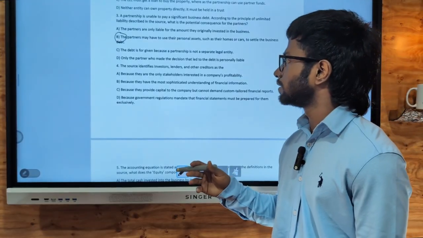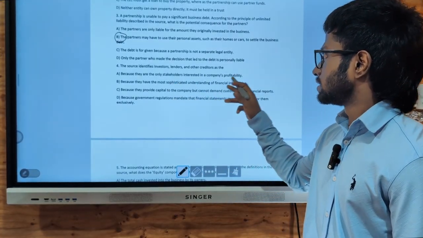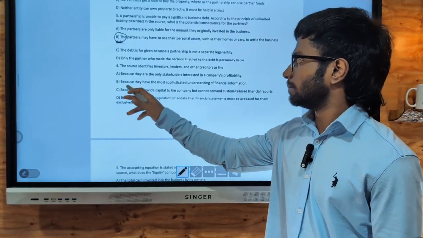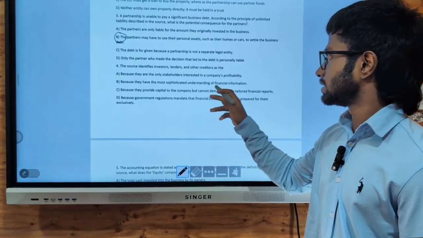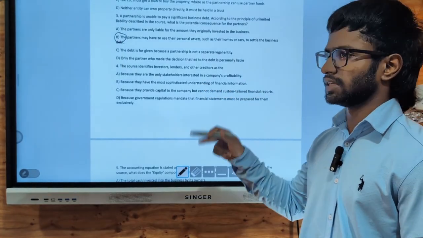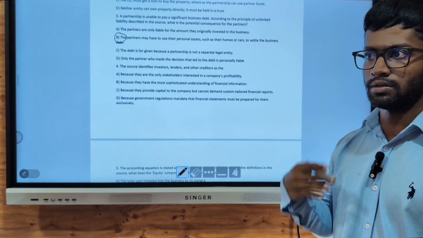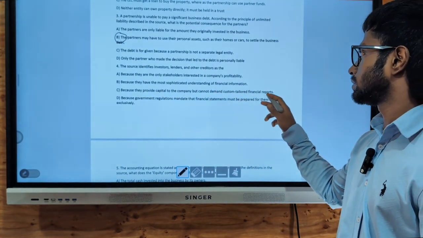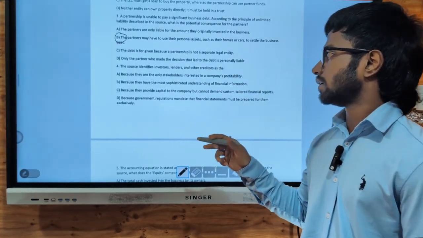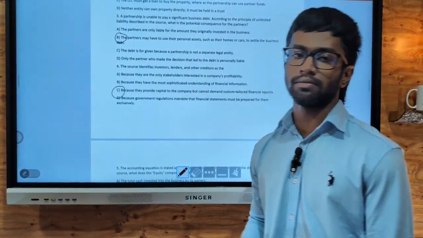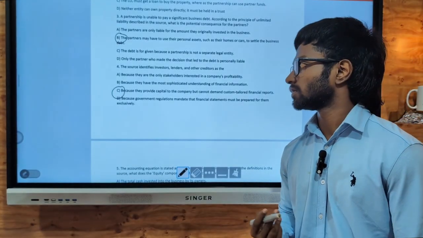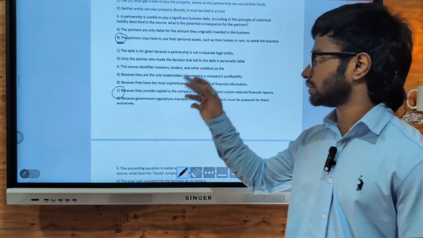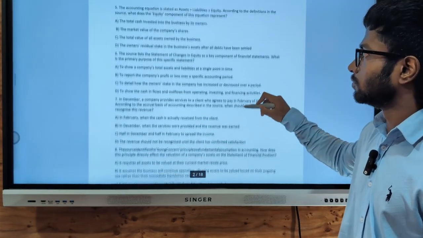Okay, so here we have A, because they are only stakeholders interested in a company's profitability. We'll keep that because they have the most sophisticated understanding of financial statements. There's nothing like that. Everyone who goes through a financial statement, they'll potentially understand. Next, because they provide capital to the company but cannot demand custom tailored financial statements. That's true, no? So here, those are the ones who provide capital to your organization. So they are the ones who will be mainly going through your financial statements. So for the fourth one, it's the answer C. We'll move on to the next question then.